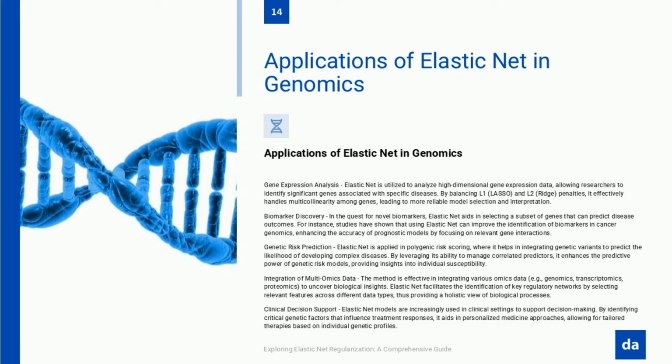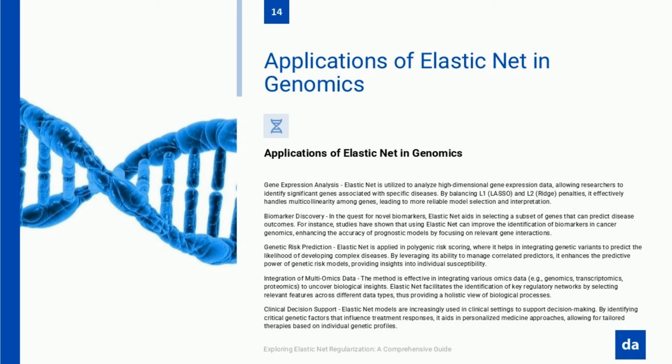Another powerful use case is biomarker discovery. Identifying genetic markers linked to diseases is critical for early diagnosis and targeted therapies. Traditional methods struggle with the complexity of genetic interactions, but Elastic Net allows researchers to isolate key genetic signals while avoiding redundant predictors. This makes it easier to find which genes are truly influencing disease risk.